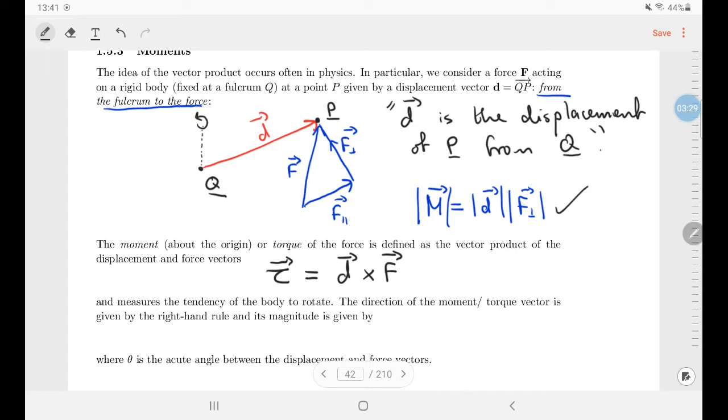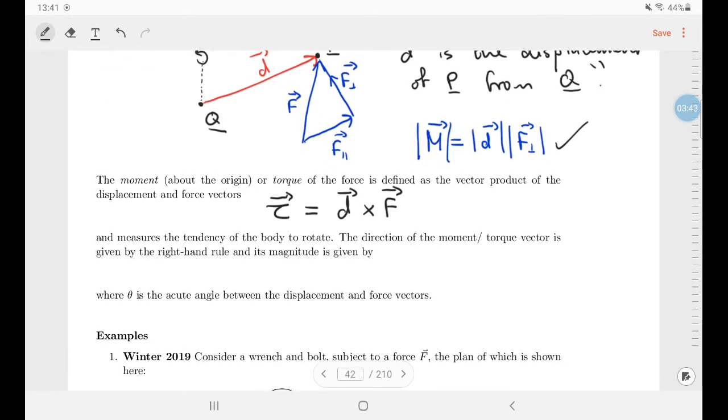And then the direction is given by the right-hand rule, which is basically a fancy word for saying righty-tighty, lefty-loosey. So the direction of the moment is given by the right-hand rule, and the magnitude of the moment is the distance by the magnitude of the perpendicular force, which you can show is the magnitude of force times sine of theta. We would have done that previously. Okay. So that's it.